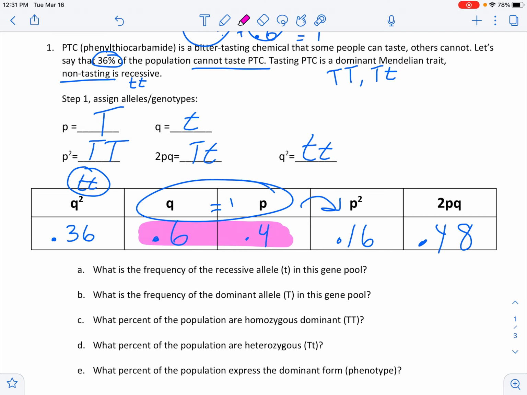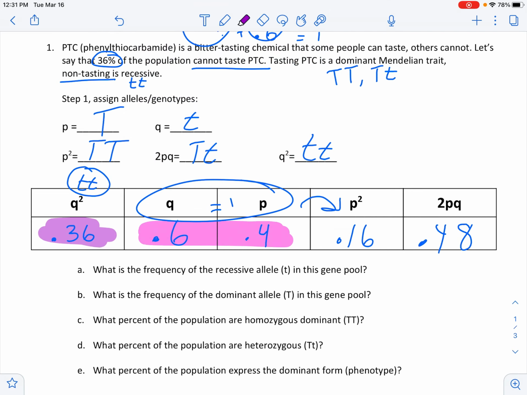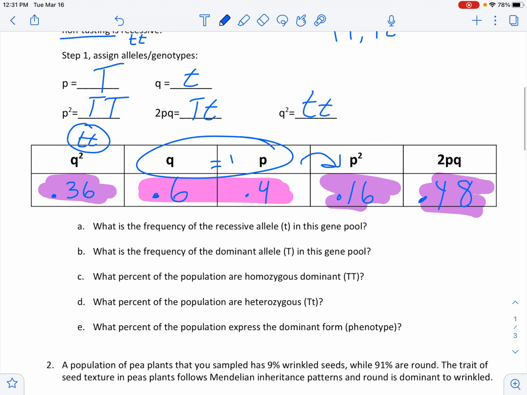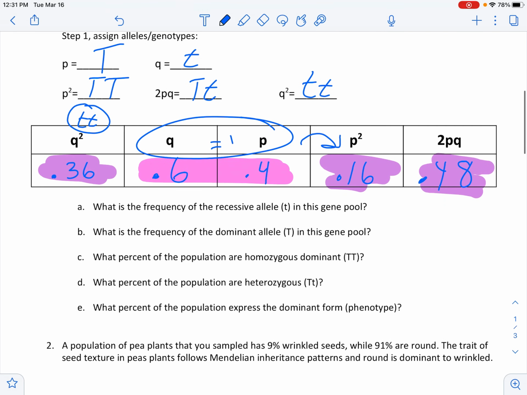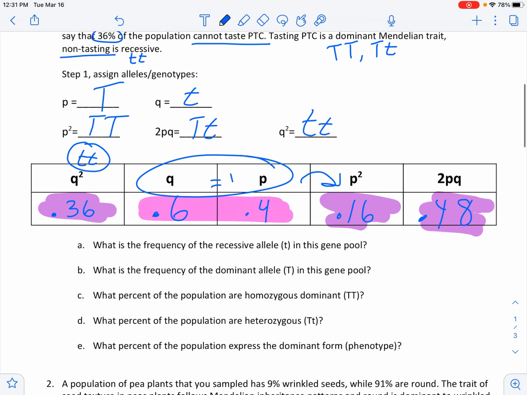These two numbers added up equal 1. That's p plus q equals 1. And these three numbers added up equal 1 because p squared plus 2pq plus q squared equals 1. So that's a way you can double check your work. Sometimes it might just ask for the heterozygous version, which would be this one. So you might not always have to fill out a chart, but sometimes you have to work through the problem this way to get to the answer.